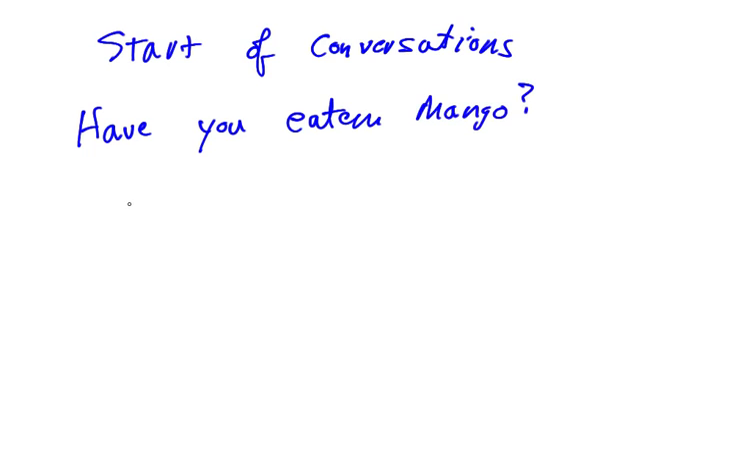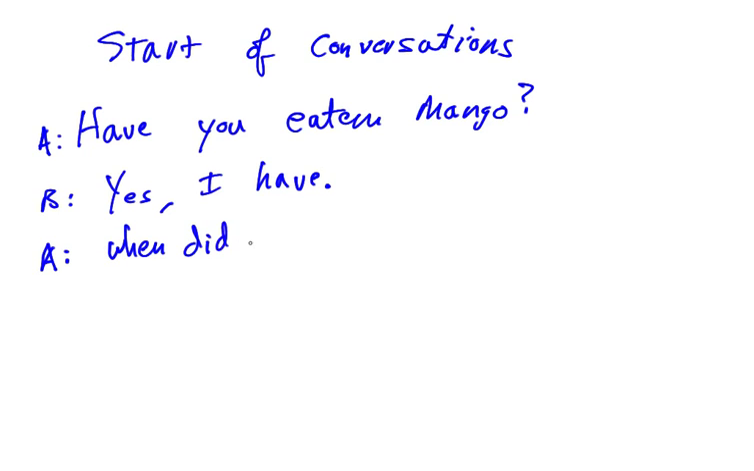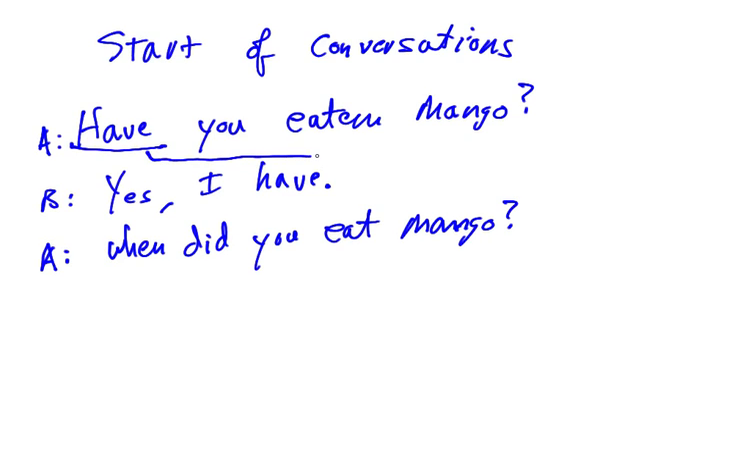Alright, this is asking if it's ever happened. And then maybe, this is what A says, and then B says, yes, I have. So B can actually answer short, meaning yes, I have eaten. So now that A knows that B has had the experience, B can say, when did you eat it? When did you eat mango? Notice this. So here we have present perfect, and here the answer is present perfect, but in an abbreviated or short form.